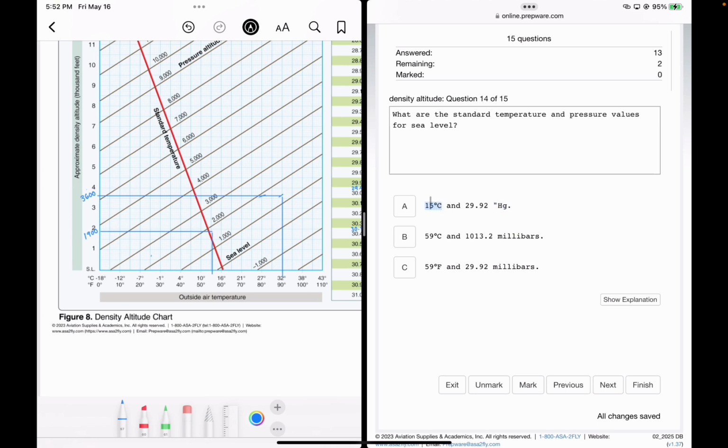I want to point out that they try to trick you here, because 59 degrees Fahrenheit is right. It is the same exact as 15 degrees Celsius. These two are right numbers. And they put 29.92, which is also the right number. But the problem is this. Millibars? No, that is not correct. It's inches of mercury, guys. If you decided to remember millibars, I think it was like 1,013 millibars. Even I don't remember that either.